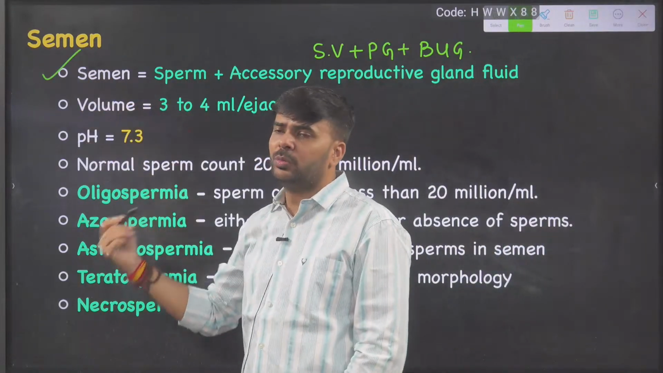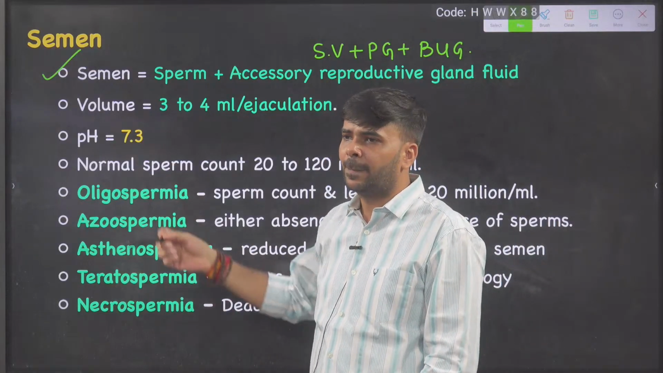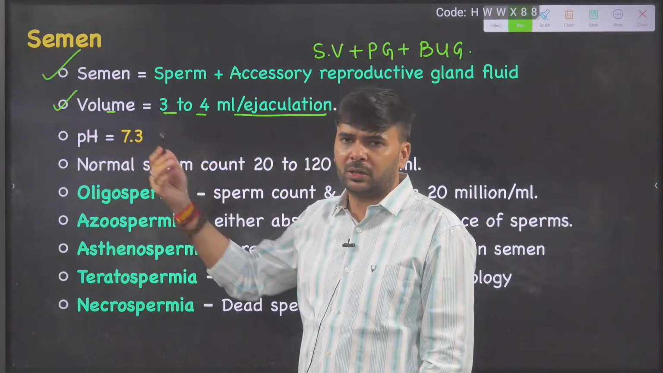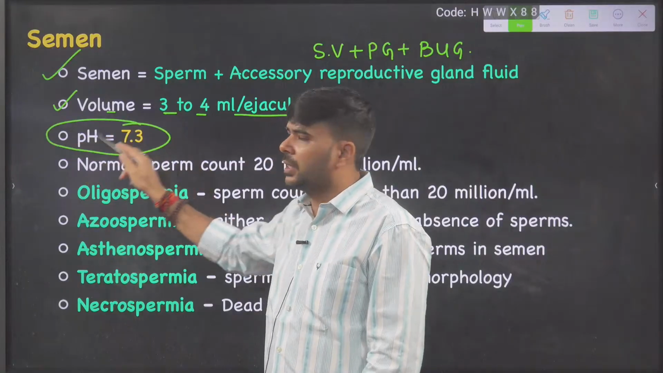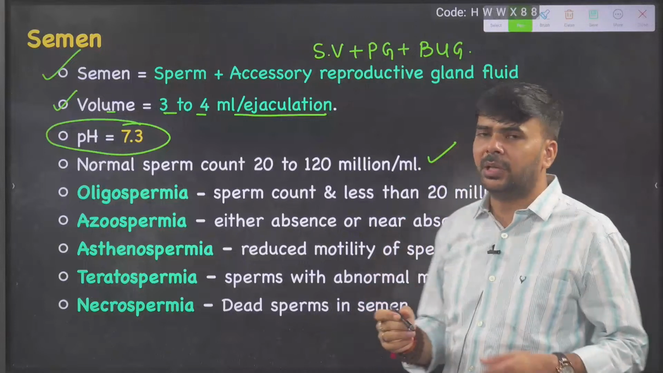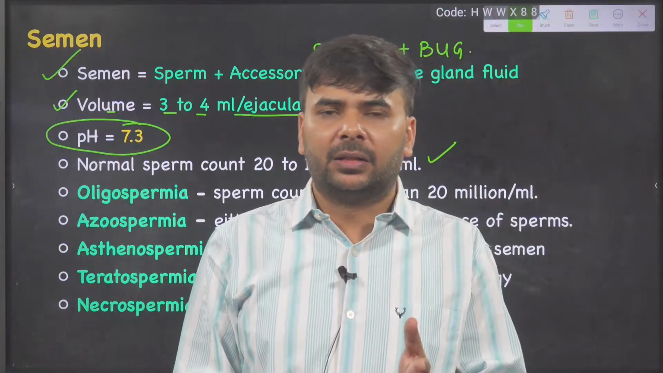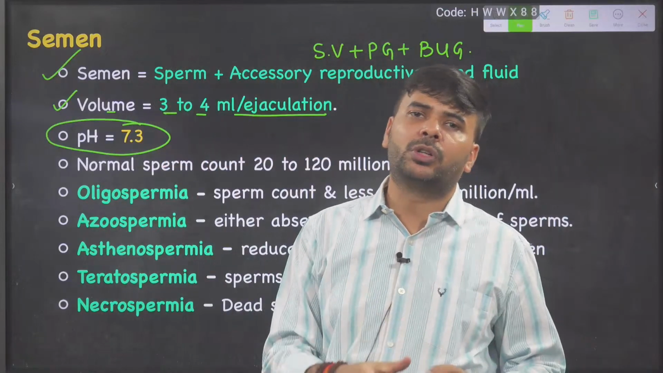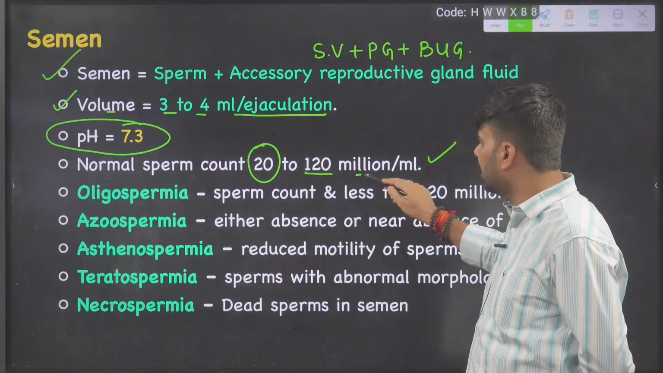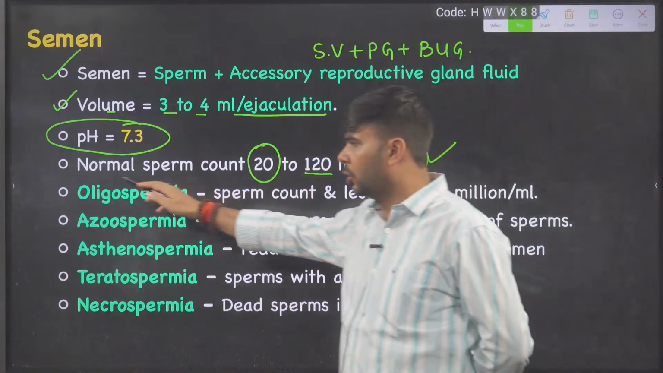Semen, clear. How much semen does one healthy male ejaculate in one ejaculation, one coitus? The volume is 3 to 4 ml per ejaculation. The pH of semen is slightly alkaline, 7.3. For normal fertility, if that male is fertile and going to fertilize the egg, what sperm count is required? It is 20 to 120 million per ml. This is the normal sperm count.